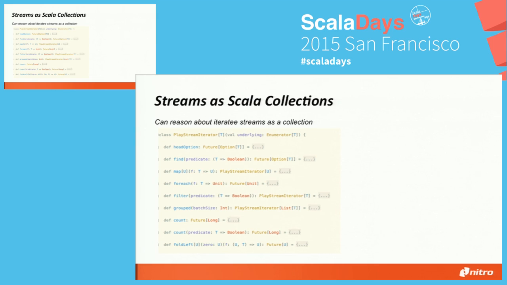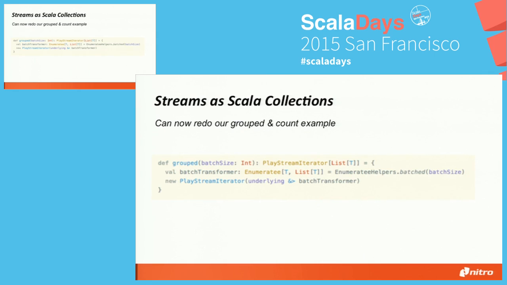Now again, apologies if you cannot see it, but now we basically have an iterator that has the asynchronous streams underneath, but it just exposes a very simple Scala API. So we have headOption, find, map, foreach, filter, group, count, foldLeft. All the familiar collection APIs that you can call without understanding how the streaming stuff works underneath.